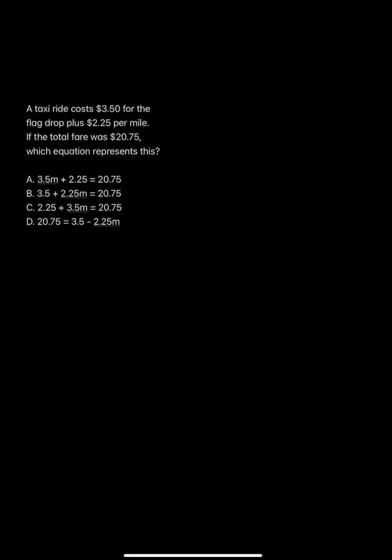It's time for another practice SAT math question in which we're given a word problem that we need to interpret into an algebraic equation. So we are told that a taxi ride cost $3.50 for the flag drop plus $2.25 per mile. If the total fare was $20.75, which equation represents this?